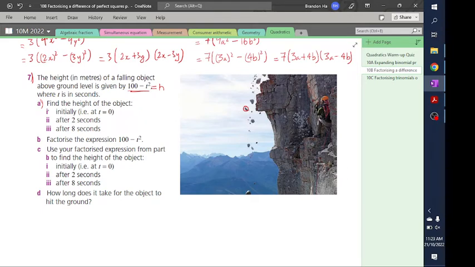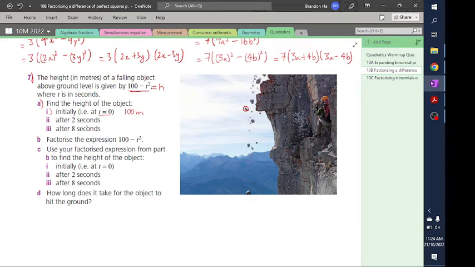So the first thing they ask for is, at t equals 0, what is the height of the object? Does that make sense? At t equals 0, so that means at the time that they start recording everything, what is the height of the object? So what we just have to do is substitute this number into the formula. So t equals 0, t squared is 0 squared, equals 0. So the height is 100 meters. That makes sense? So that is the initial height.